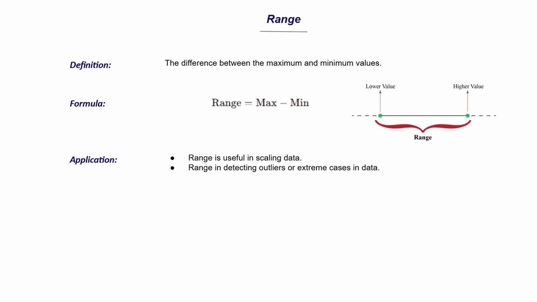So this is the application of range: one is helpful in scaling the data, and the other is understanding the outliers in your data set. And the calculation is pretty simple, as we know. Let's say that we have four numbers, 3, 7, 2, and 9. So you take the maximum number, that is 9, and you subtract the lowest number, which is 2, and you would get the range as 7. So this is how you can calculate the range.